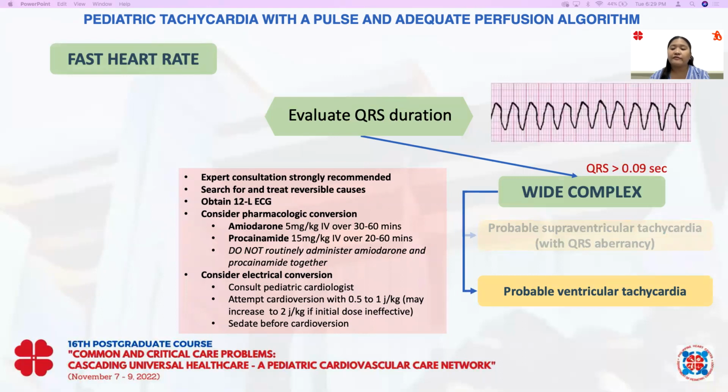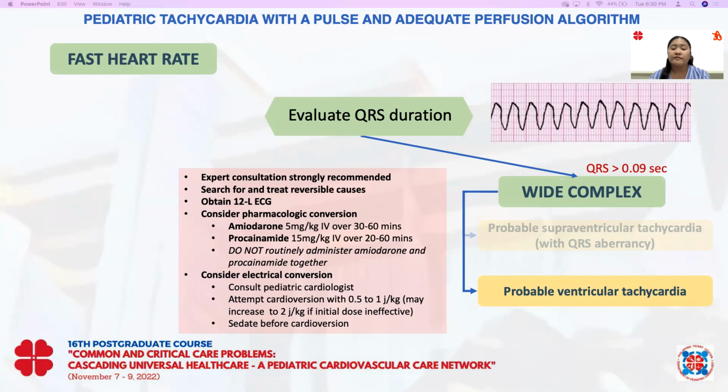Again, we always have to search for and treat reversible causes, obtain a 12-lead ECG, and consider pharmacologic conversion with amiodarone or procainamide. If it does not respond to medication and the child is still hemodynamically stable, consult a pediatric cardiologist before proceeding with synchronized cardioversion.